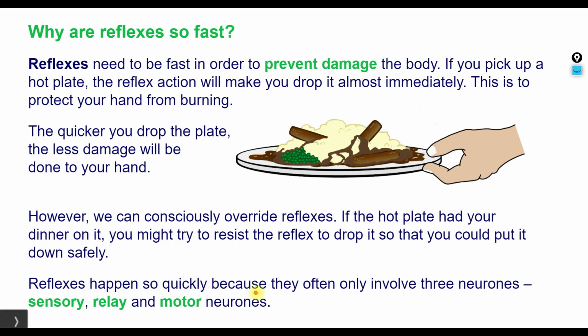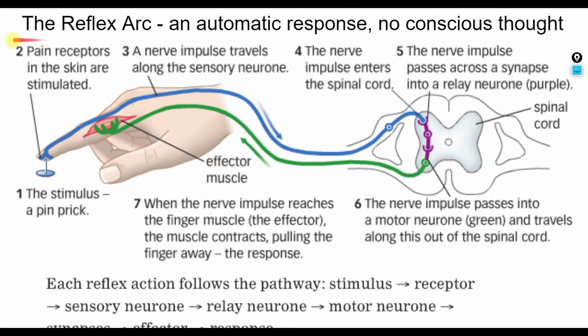Reflexes are so quick. Why? Well, they only involve 3 neurons: the sensory neuron, the relay neuron, and the motor neuron. So let's have a look at an example. Here's a reflex arc. Remember, it's an automatic response. There's no conscious thought. We don't have any electrical impulses going to the brain where the consciousness is controlled.